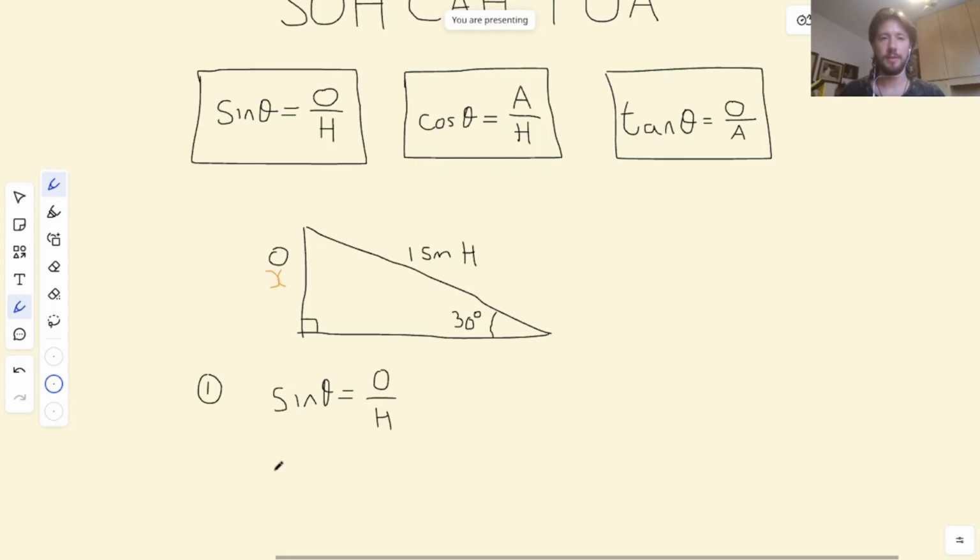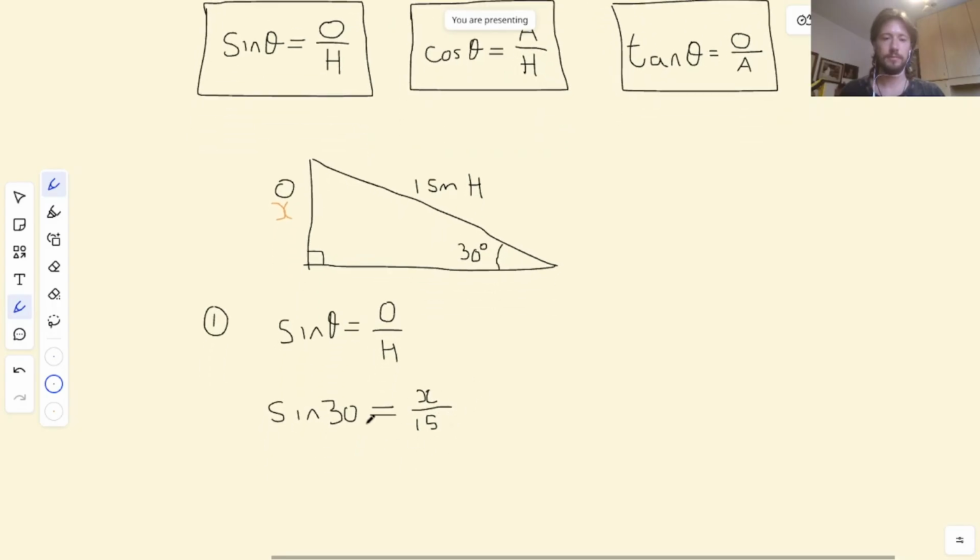Let's substitute that. Sine 30 equals opposite, which is x, our unknown, over hypotenuse, which is 15 meters. And now we have an equation. All we need to do is solve it.